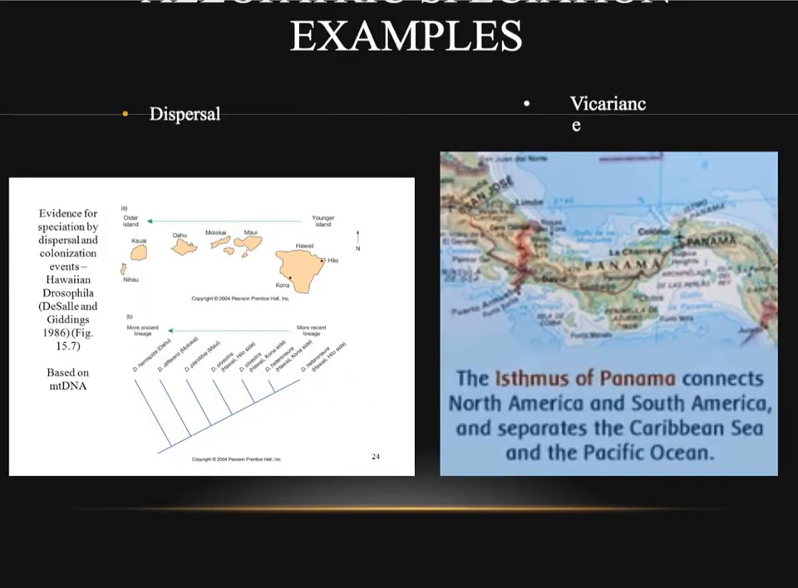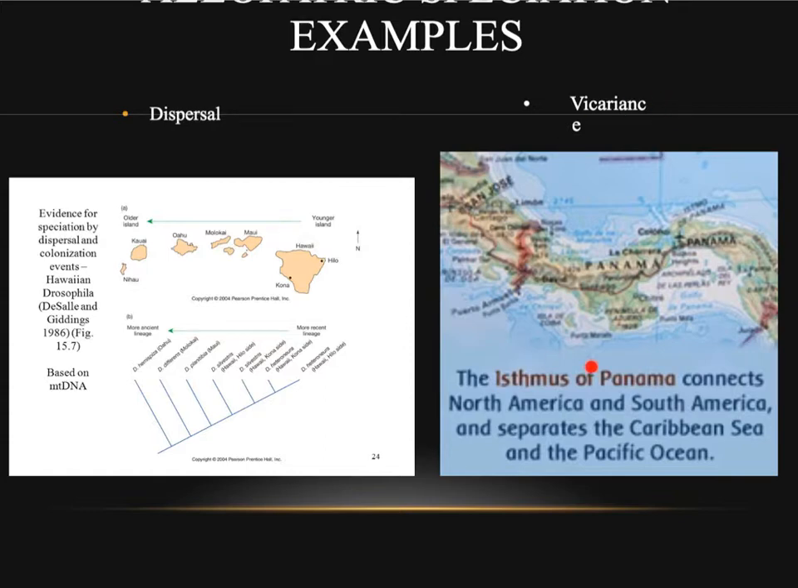Now, these are a couple of examples of allopatric speciation. Right here you see dispersal happening, and this is an example of the Hawaiian Drosophilidae, which is also an example of the founder effect.